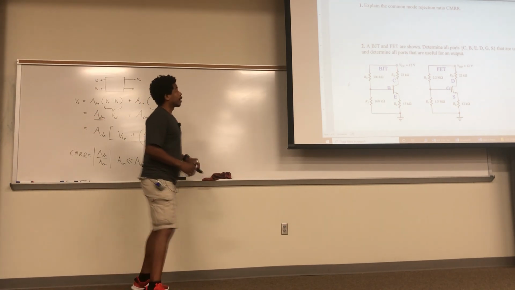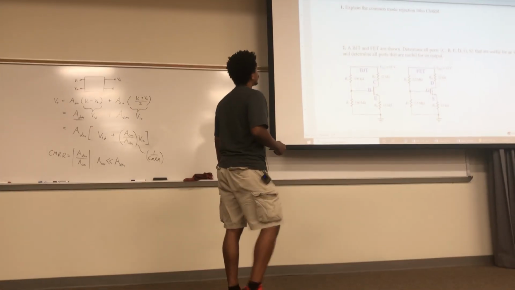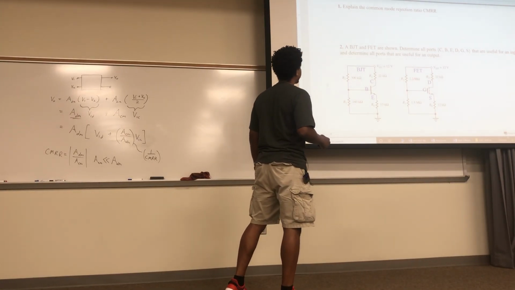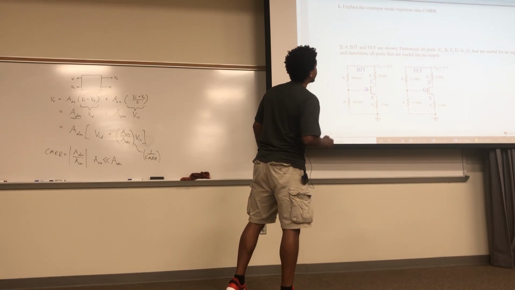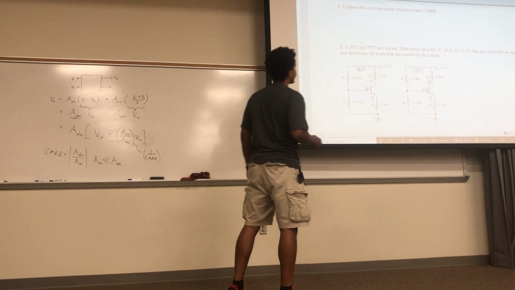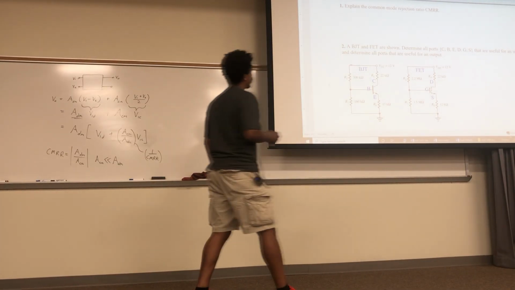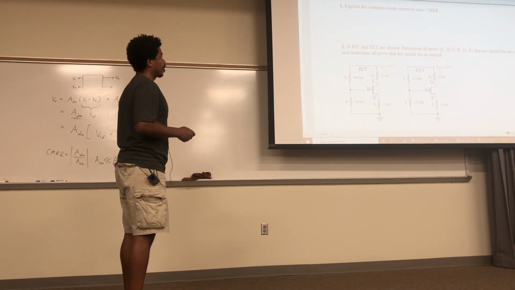The second problem. So a BJT and FET are shown, and it's asking you to determine all ports. Here are all the ports right here. Here's your base, emitter, collector, your gate, drain, and source. Determine all the ports that are useful for input, and determine all the ports that are useful for the output.